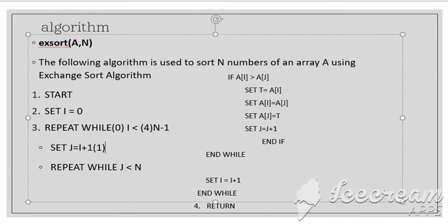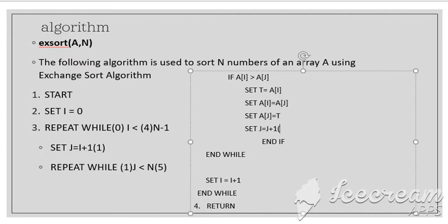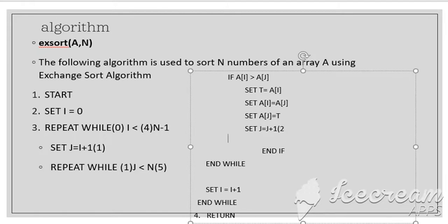Then repeat while j less than n. So here what is the condition? 1 is less than the number of elements, that is 5. The condition is true, so the program control will enter the if statement. Here we compare: A of I, that is 0, is compared with the first element, and if it is greater, swapping will occur. After swapping, j gets incremented. That means the value of j will be 2.